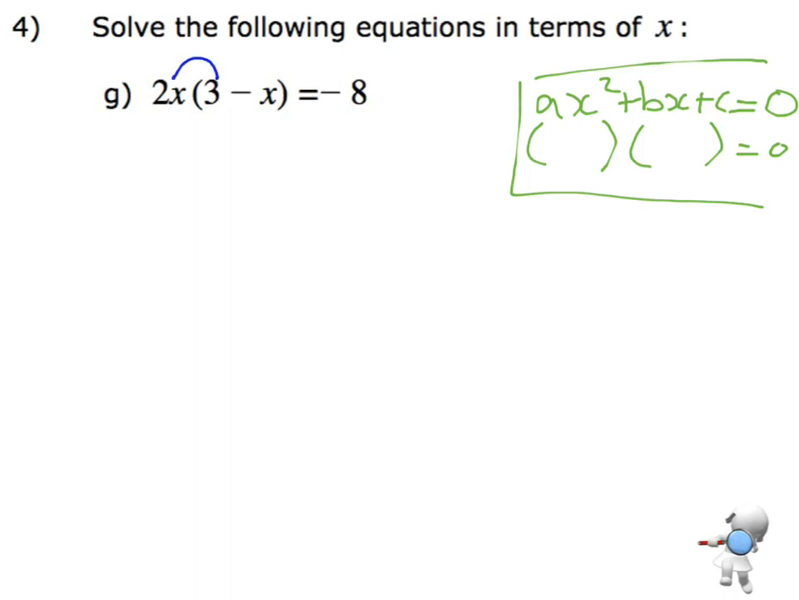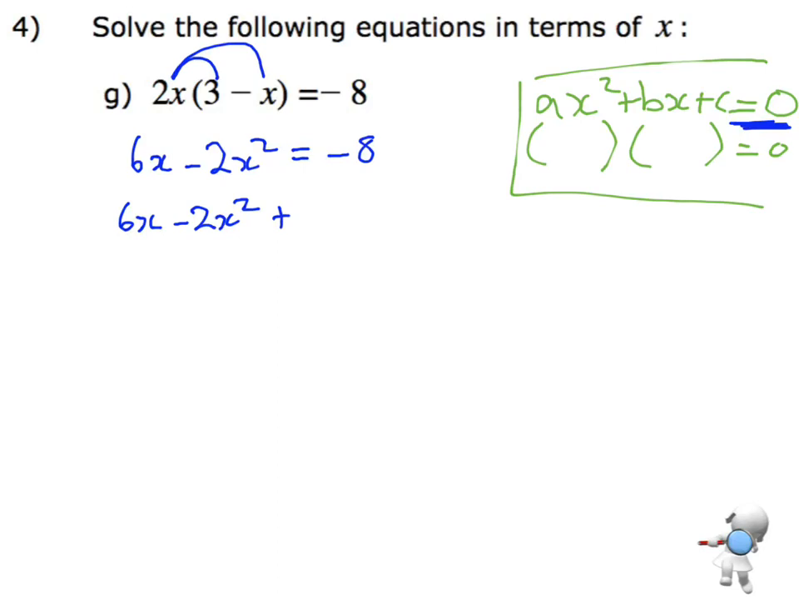So 2x times 3 is going to give me 6x. 2x times minus x is minus 2x squared, equals negative 8. Now I'm going to rearrange and put everything on the left hand side so that I've got the equation equal to 0. So that's going to give me 6x take away 2x squared. If I move the minus 8 across, it becomes plus 8 equals 0, because I've got nothing left on there. And I'm just going to rearrange it a little bit further, and put them in that order: x squared, x, and the number.